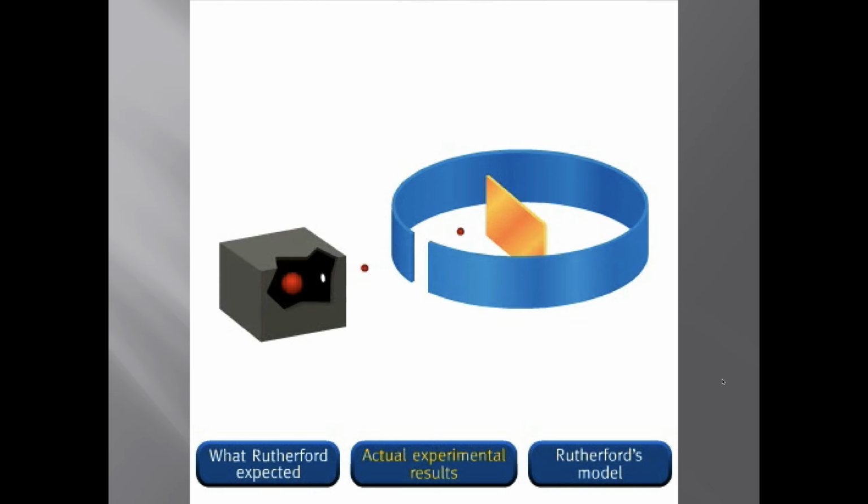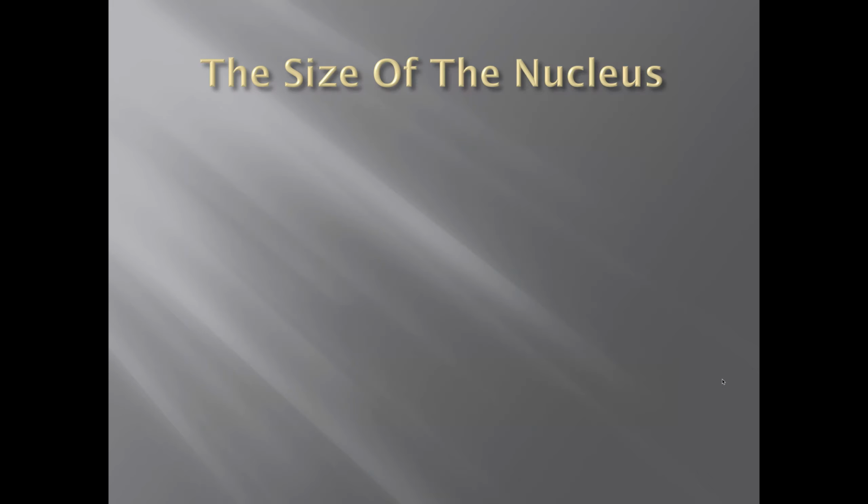Now, why would they deflect? Well, they would deflect if they hit something. What they hit must be very small because very few of them deflect, and what they're hitting must be positive because they're repelling the positively charged alpha particles. Based on this gold foil experiment, he discovered that atoms are mostly empty space and that there is a small, dense positive nucleus in the center of the atom. This revolutionized our view of what the universe is made of.